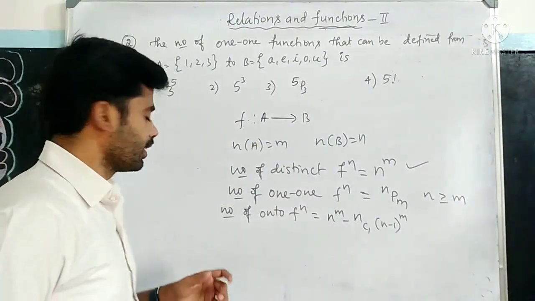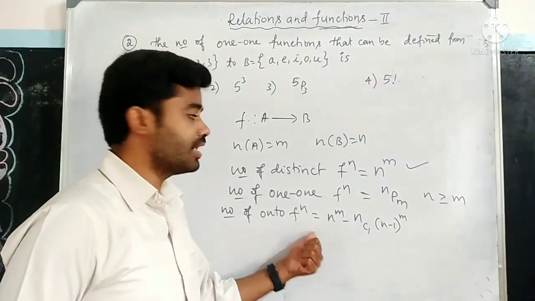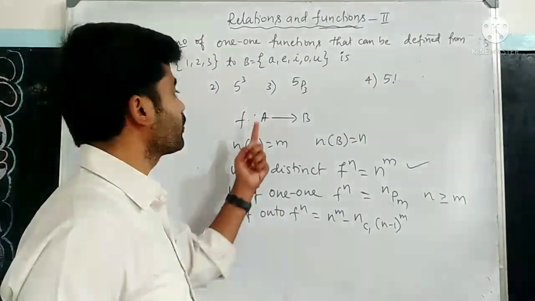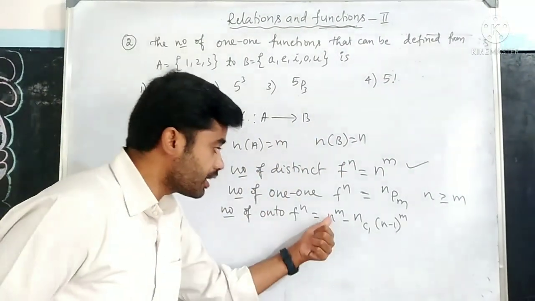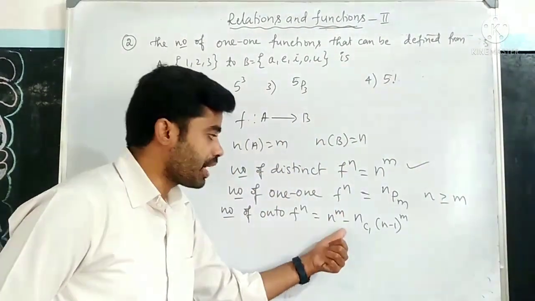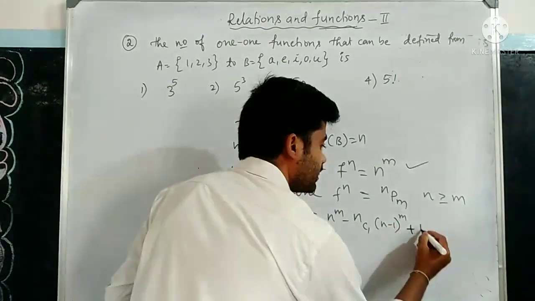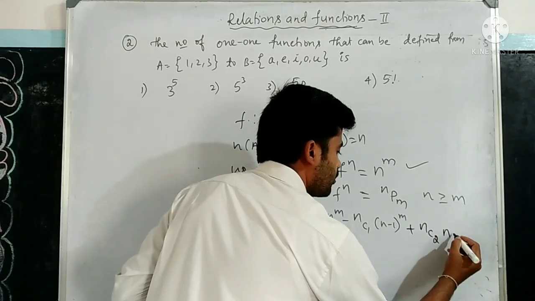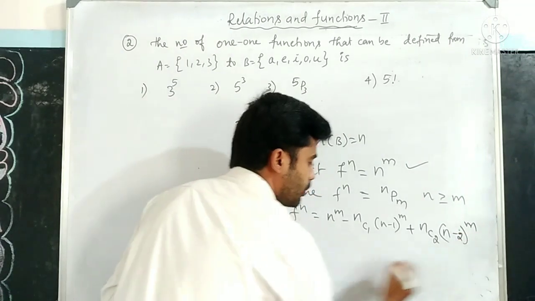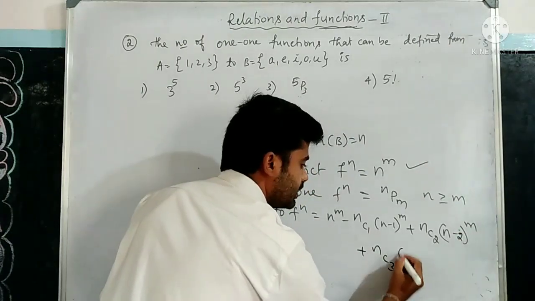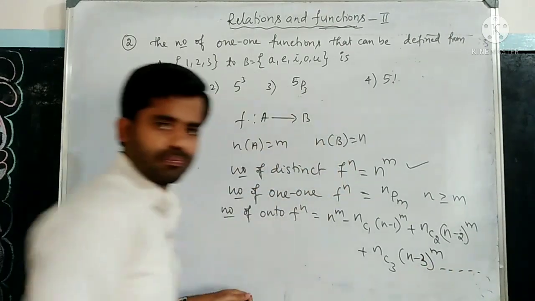Then the number of onto functions: how many onto functions can I make from A to B. A has m elements, B has n elements. It is n to the power of m minus nC1 (n minus 1) to the power of m plus nC2 (n minus 2) to the power of m, minus nC3 (n minus 3) to the power of m, and so on.